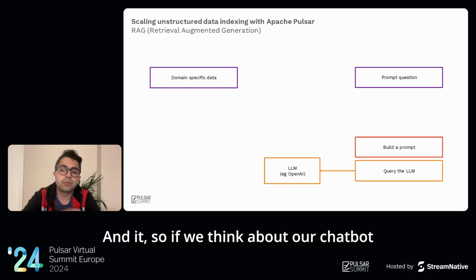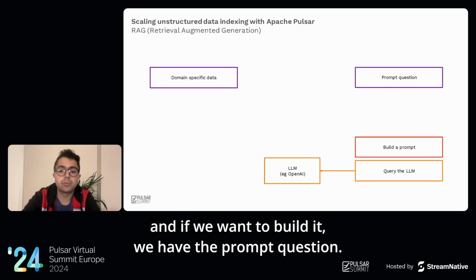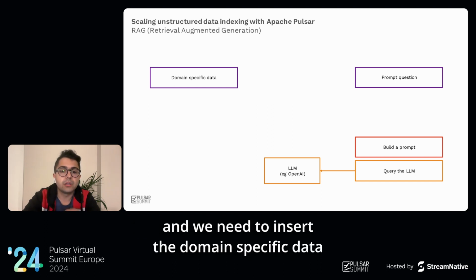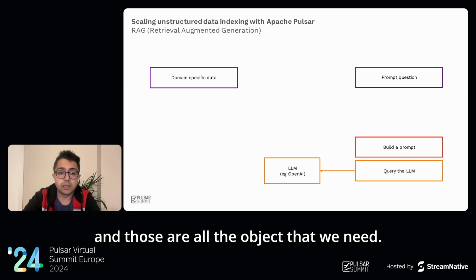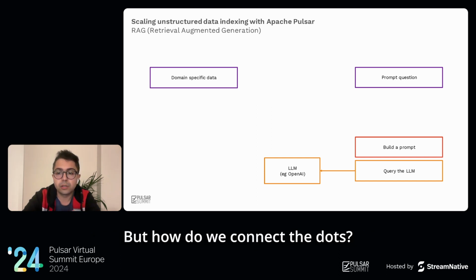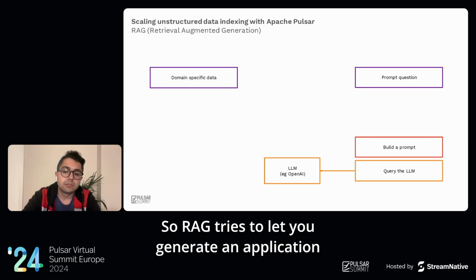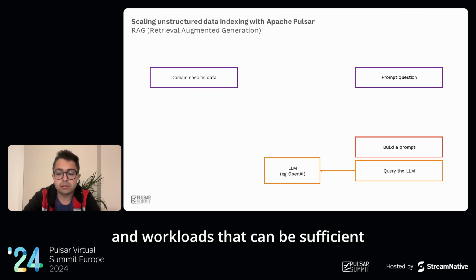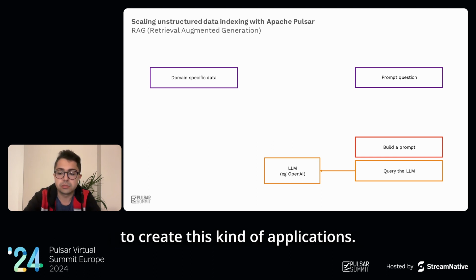And so if we think about our chatbot and if we want to build it, we have the prompt question, we want to build the prompt, we want to query the LLM, and we need to insert the domain specific data. And those are all the objects that we need, but how do we connect the dots? So RAG tries to let you generate an application and workloads that can be sufficient to create this kind of applications. So how do we connect the dots?